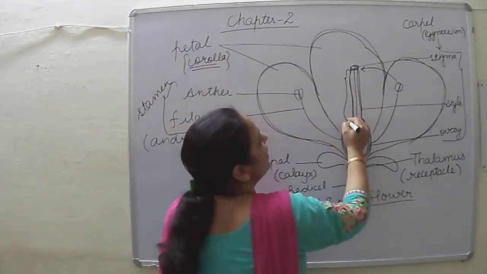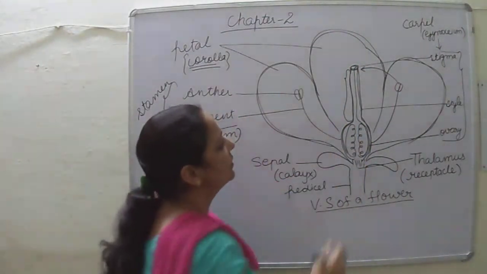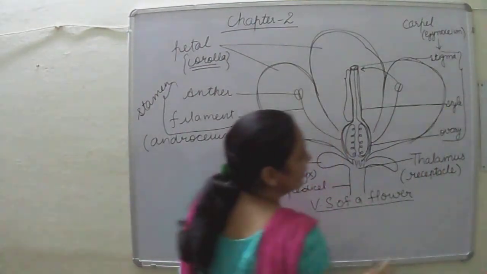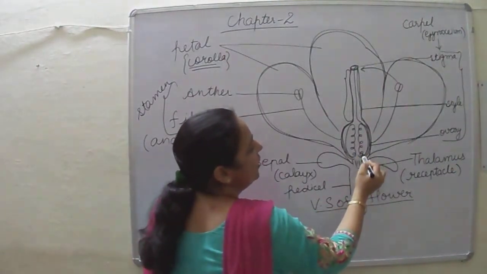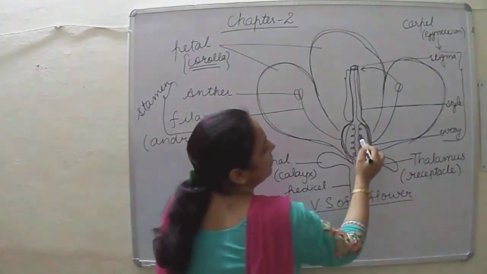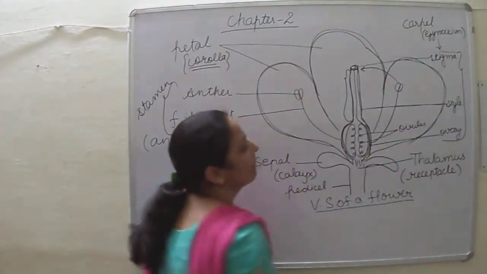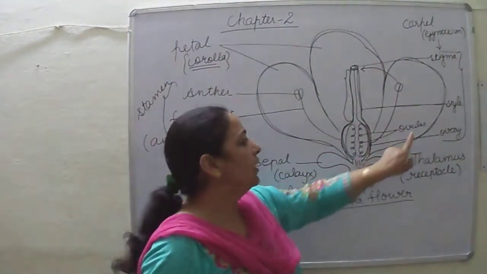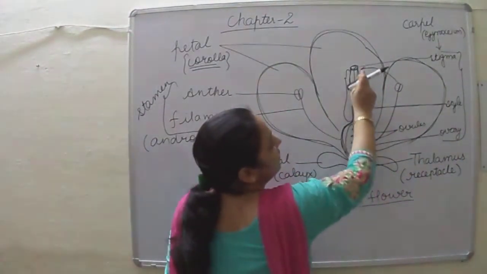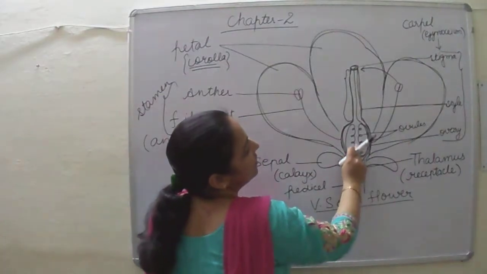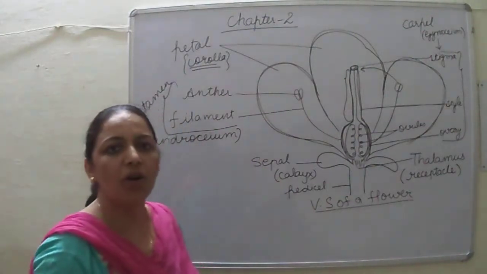This part is known as the style. The style connects the stigma to the ovary. And this part is known as the ovary, which consists of ovules. Ovules turn into seeds after fertilization, and the whole ovary becomes the fruit. This whole part that consists of stigma, style, and ovary is known as the gynoecium, meaning the female part. Gynoecium, or we can say carpel.